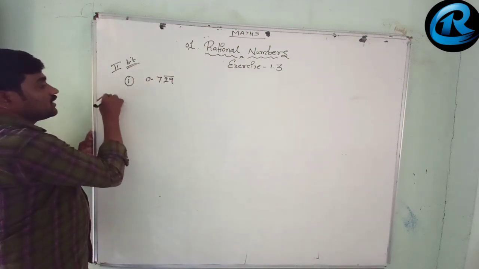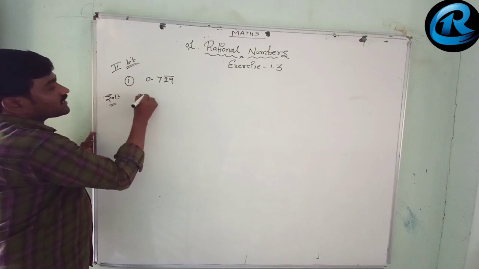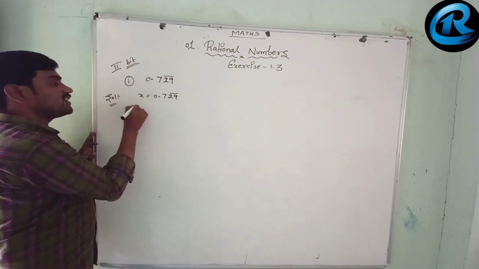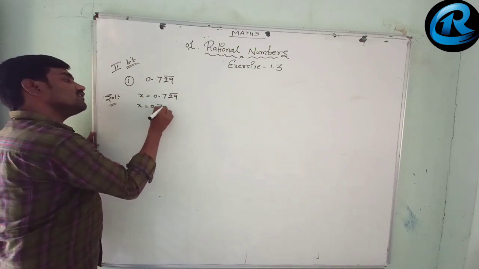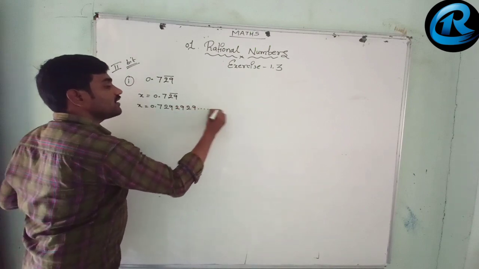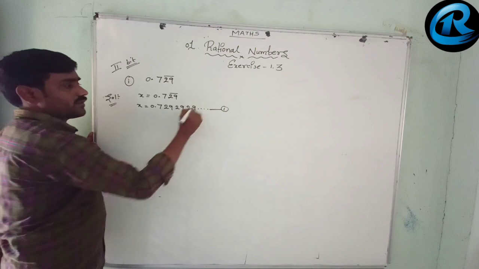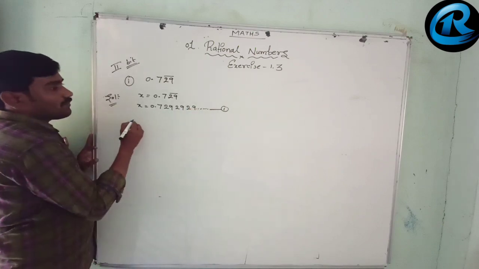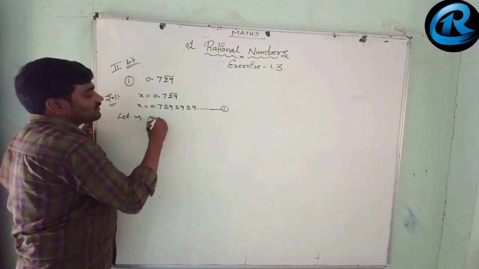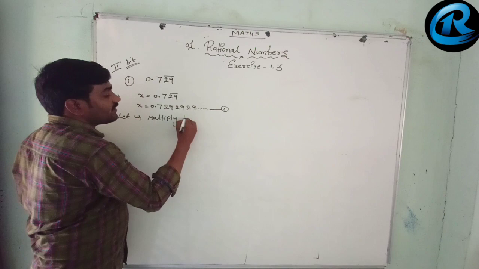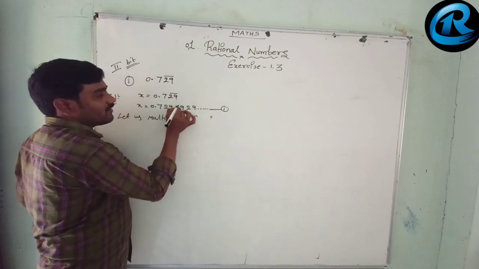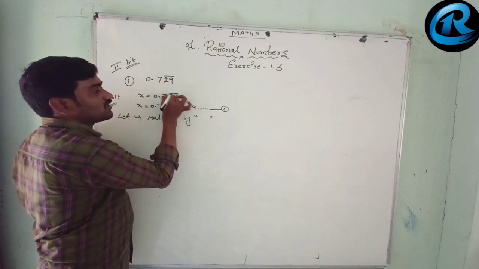So remember this. Now let us assume x equal to 0.729 bar. What is the meaning of this? x equal to 0.7292929, only 29 repeats. This is equation number 1. The process is the same. Now let us multiply. Tell me, by how much should we multiply? By 1000? No. How many digits are repeating? Only 2 digits are repeating, and we have a bar over 2 digits.